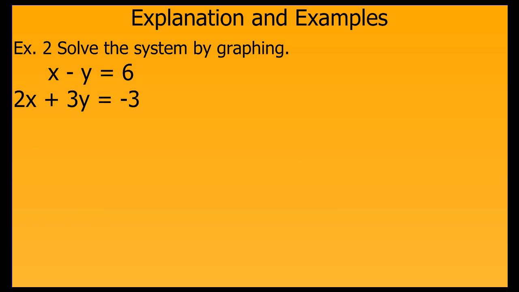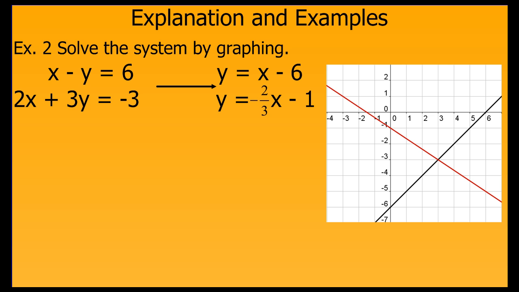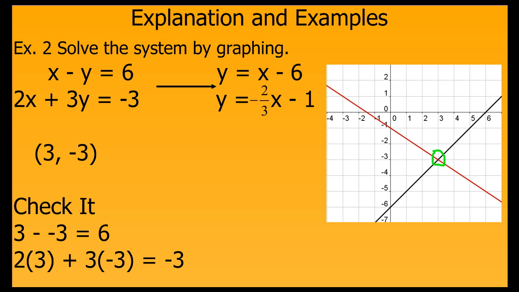Let's try another example. Again, I choose to get them into slope-intercept form in order to graph them, but you could choose to graph them any way you'd like. Here's the graph. The first equation is again in black, the second in red. Again, they seem to intersect in one point, and that point appears to be the point 3, negative 3. To be sure, I check that point in both equations to make sure that it works. Since it works in both equations, it is a solution to our system.